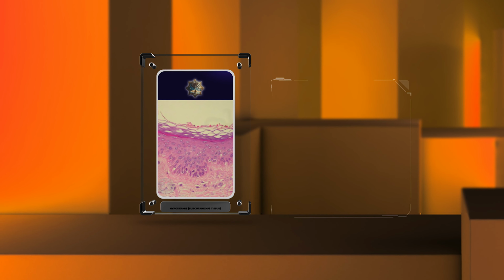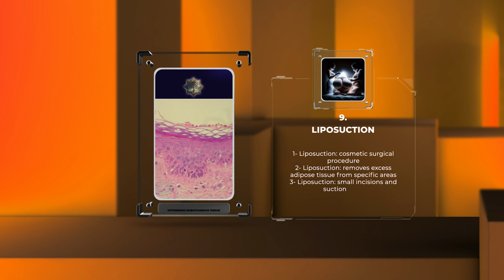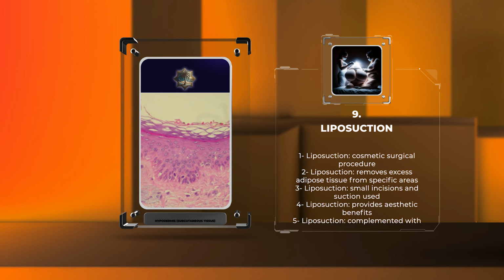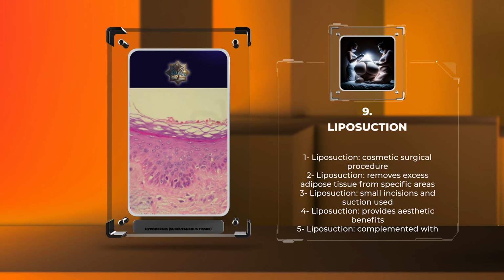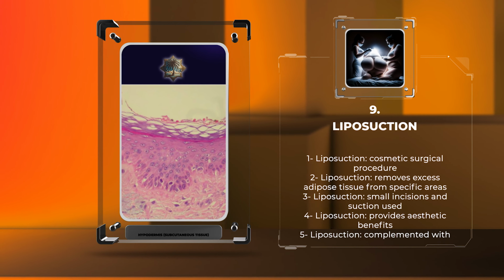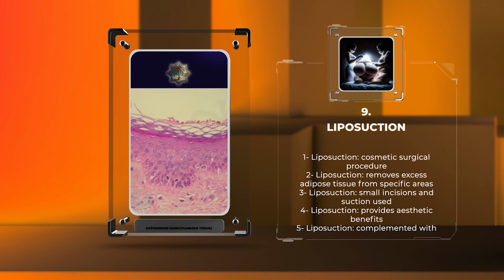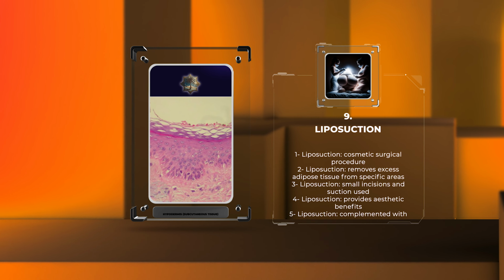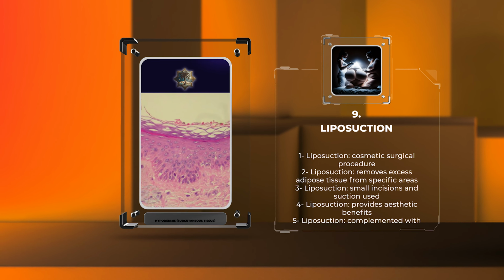Liposuction is a cosmetic surgical procedure used to remove excess adipose tissue from specific areas of the body. This procedure involves making small incisions and using suction to extract adipose tissue. While liposuction can provide aesthetic benefits, it is essential to note that it does not address the underlying causes of excessive adipose tissue deposition and should be complemented with a healthy lifestyle to maintain long-term results.